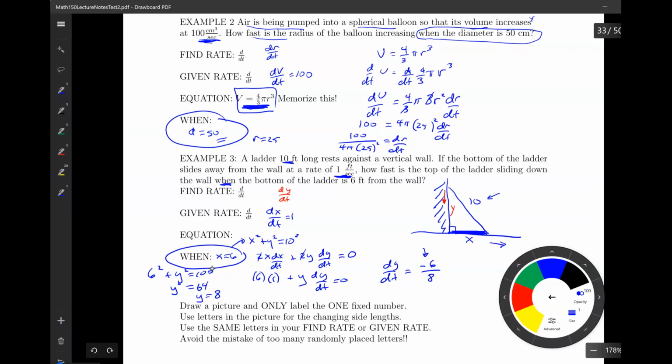So the rate is negative for y. Is the length of y decreasing? Is it getting smaller? It is. So that makes sense.